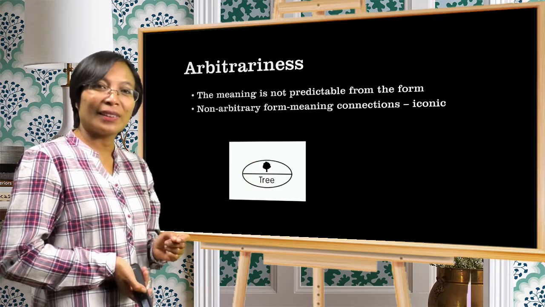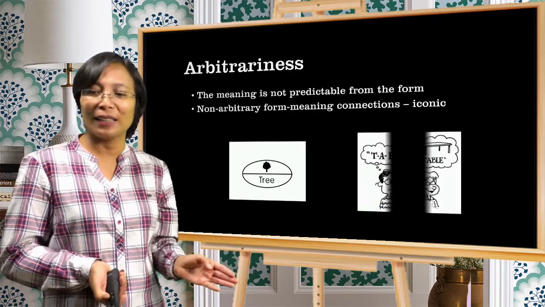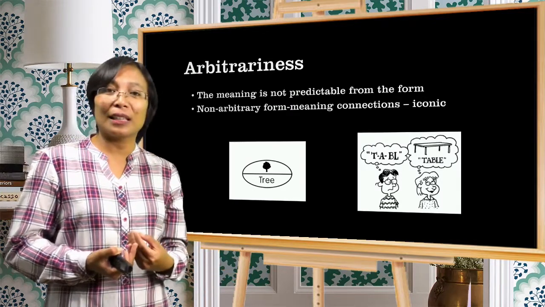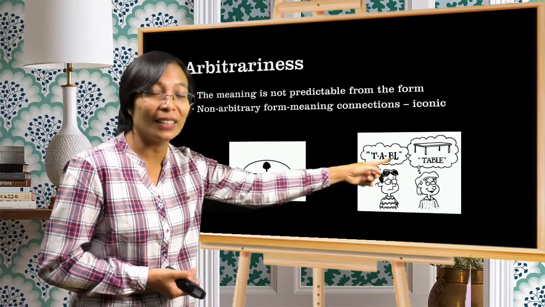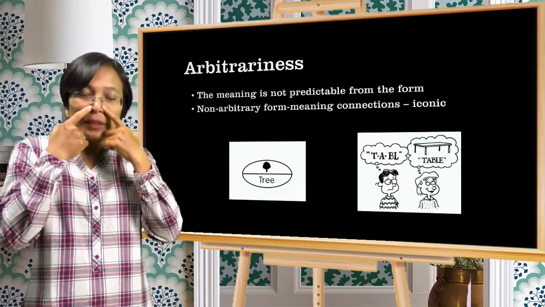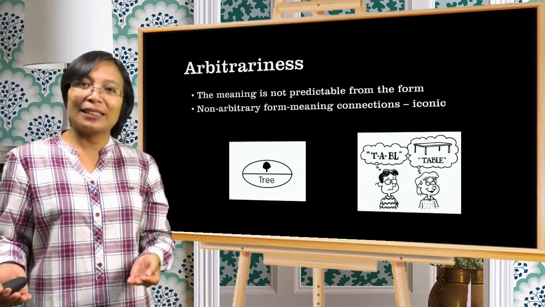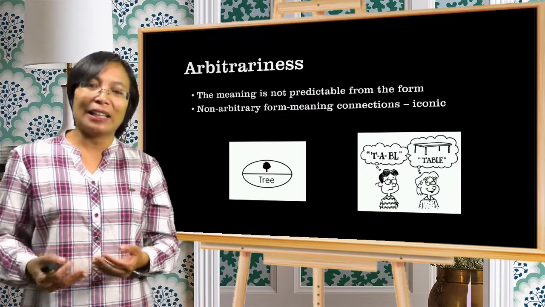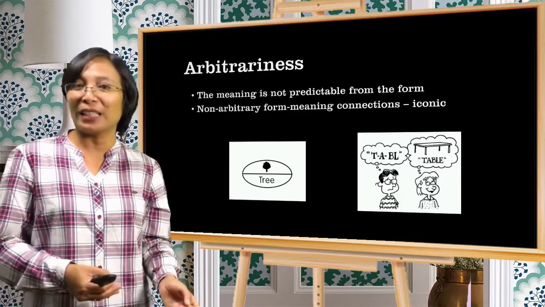tree? I think we cannot really explain why we call it a tree, right? Or why when we say table, then what we have in our mind is something like this one, okay? And this is table. And why we call this mouth and why we call this nose? There is no explanation that can satisfyingly explain why we name it like that. So this is arbitrariness.